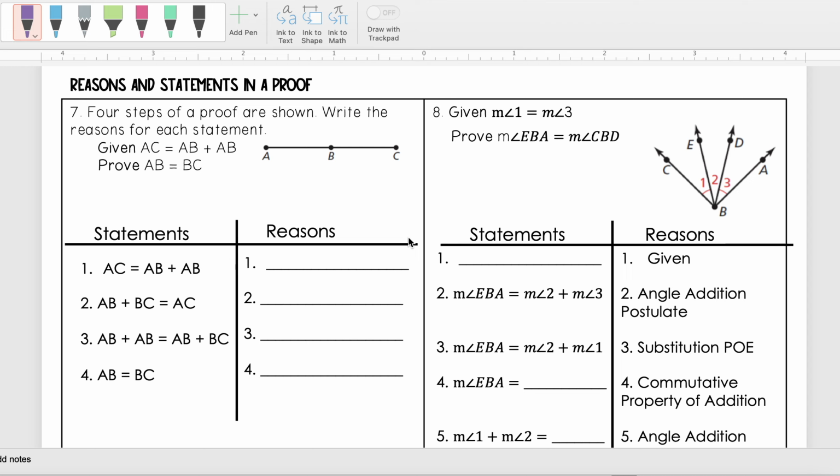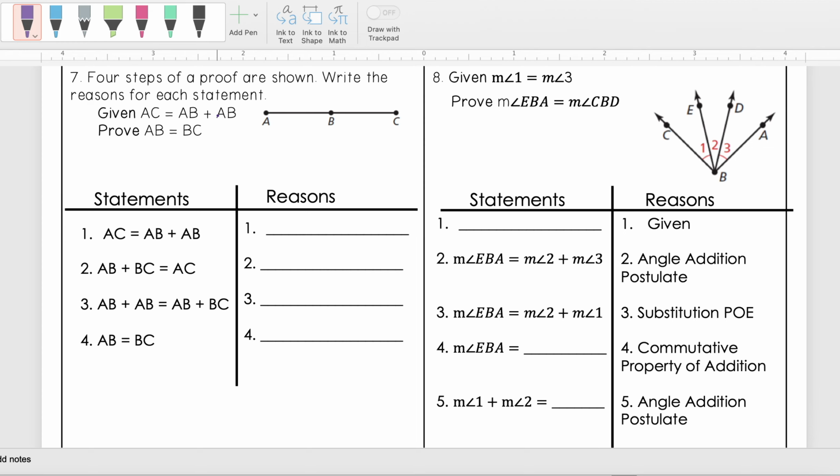So for these two examples, we're going to be looking at filling in the rest of a proof that we're given. So in this first one, I have that the 4 steps of a proof are shown. So I have all the statements filled out for you. But now we're going to write the reasons for each statement.